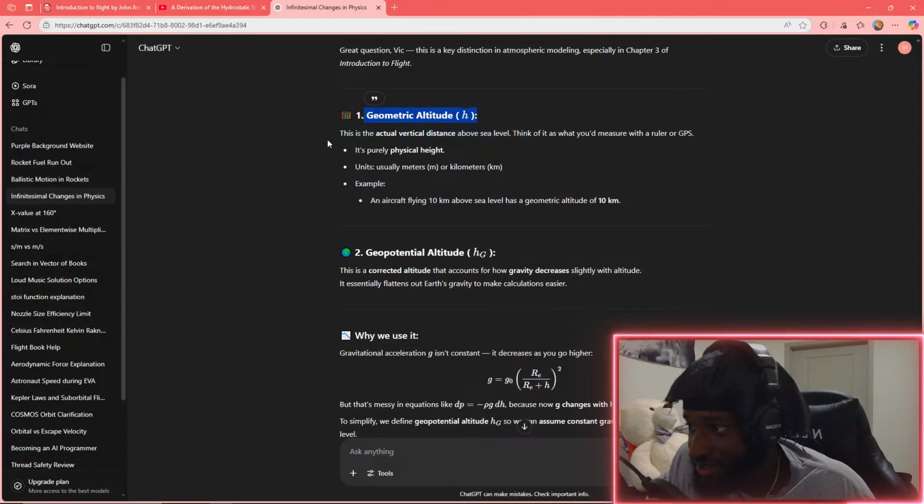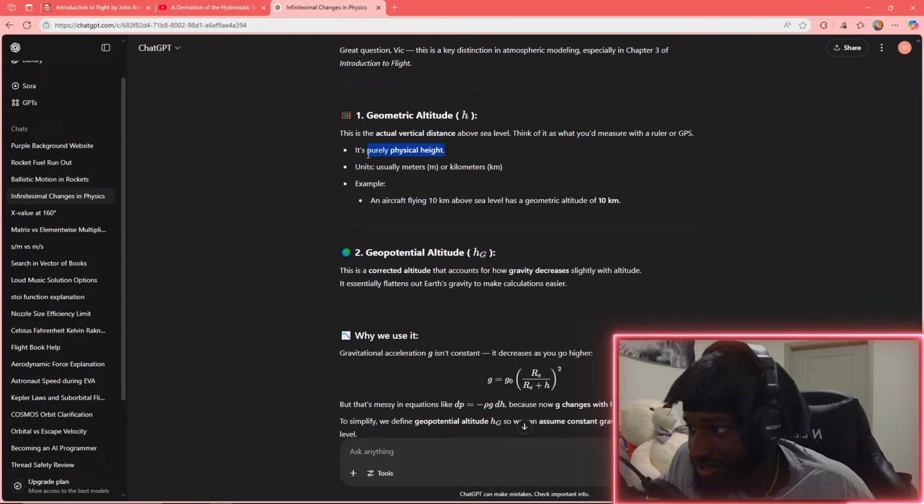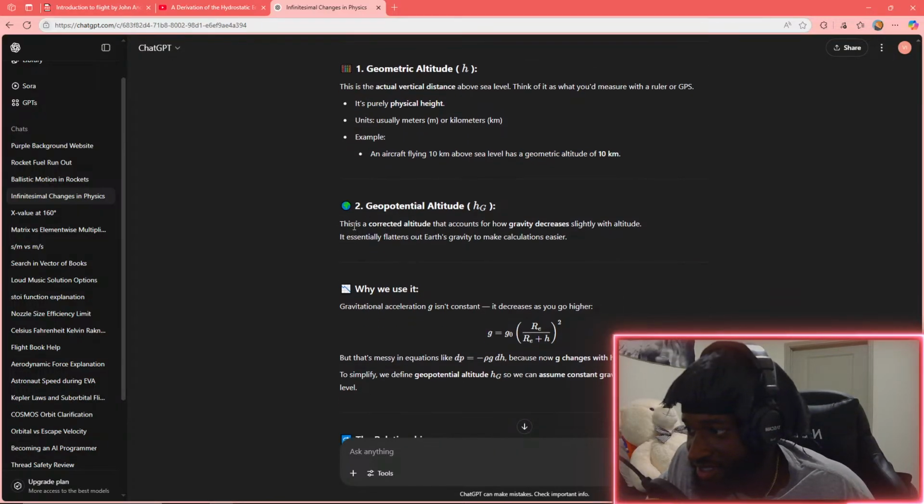All right, geometric altitude. It's the actual vertical distance above sea level. It's a purely physical height. Has a geometric altitude of 10 kilometers. Okay. Geopotential altitude. This is a corrected altitude that accounts for how gravity decreases slightly with altitude. So it flattens out the Earth's gravity to make calculations easier.